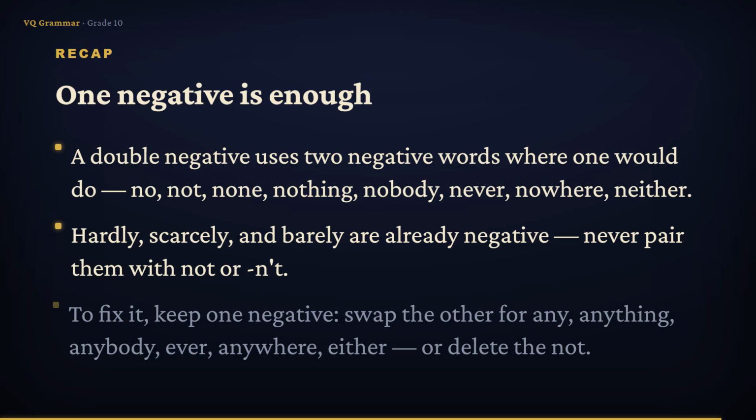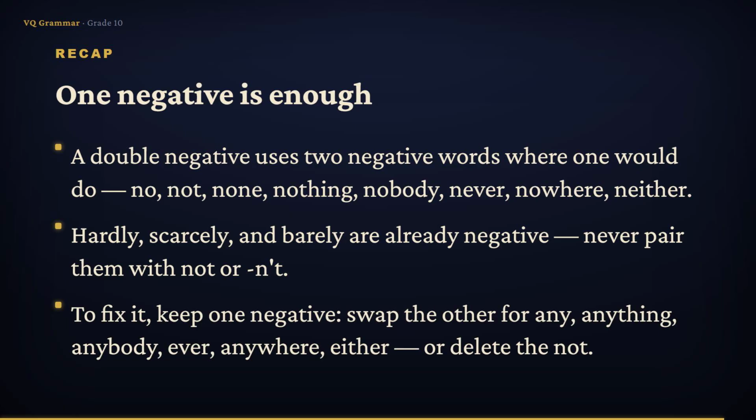And the repair never changes. Keep exactly one negative, then swap the extra word for its positive partner. Any, anything, anybody, ever, anywhere, either. Or simply delete the not. One negative is all a clause ever needs.